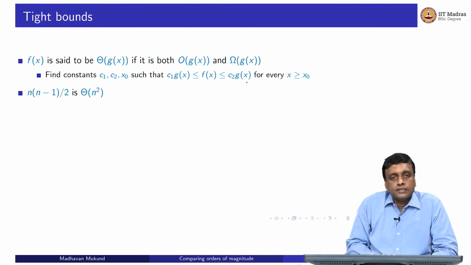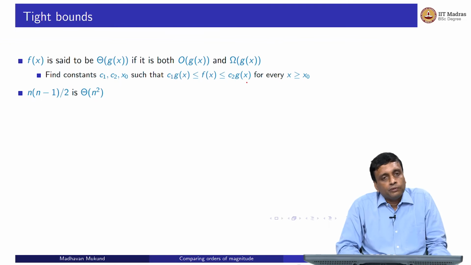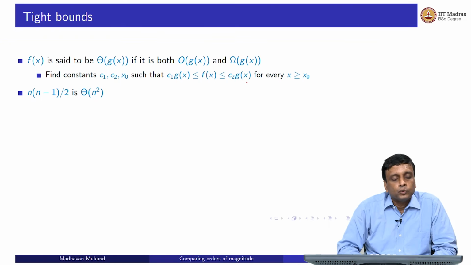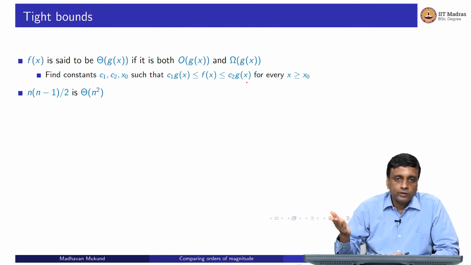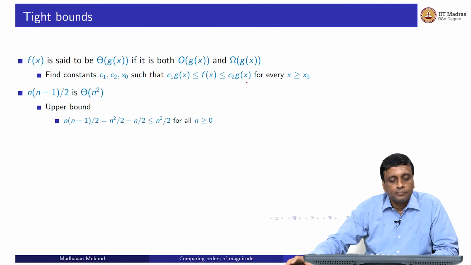So here is a simple example. We want to claim that n into n minus 1 by 2 is actually theta of n squared. So we have to first show that there is an upper bound, and then we have to show there is a lower bound.